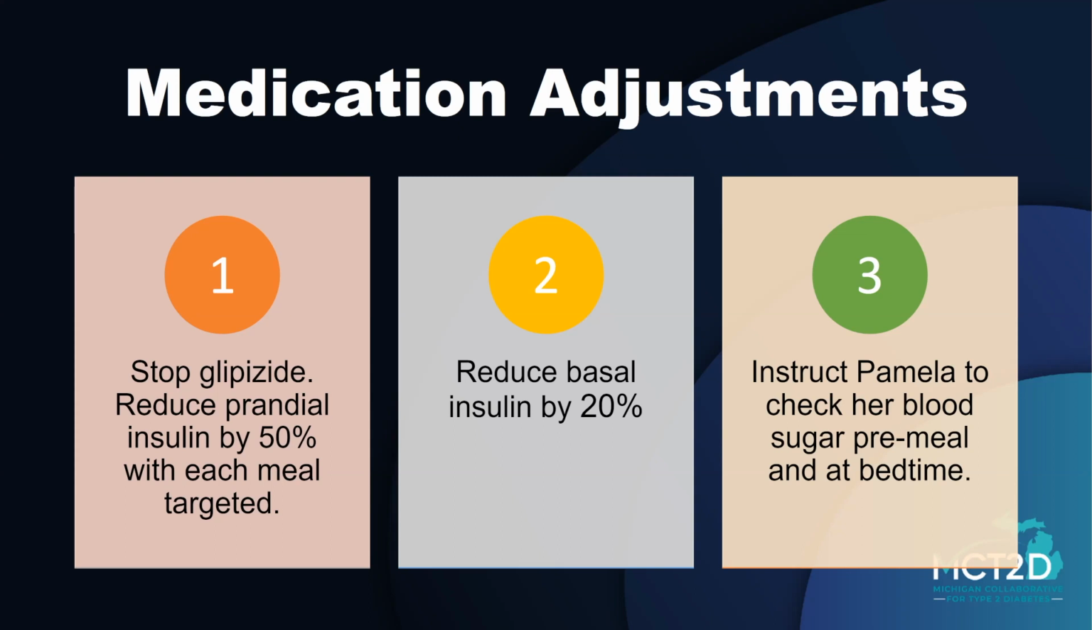If we then move on to lunch, then we'll reduce the preprandial insulin for that meal as well, until we get to all three of them being reduced. In addition to the preprandial insulin, we also reduced her basal insulin, her long-acting Lantus, by 20%. We instructed Pamela to check her blood sugar before each meal and at bedtime.